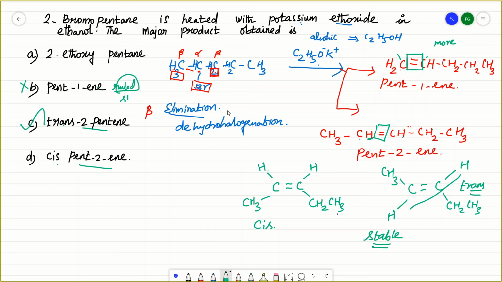So what does the Saytzeff rule say? The more substituted alkene should be formed. That means here it is substituted by 2 hydrogens, this is less substituted. But here this is substituted by 1 methyl group and 1 hydrogen. So this is the major product. In that major product, trans is stable. So our answer is C.